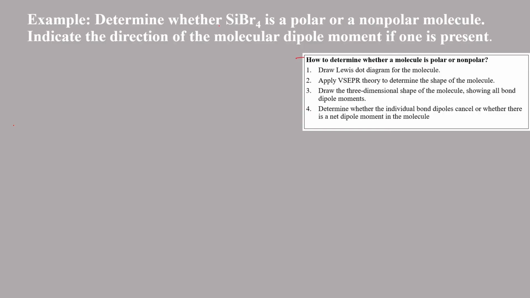Here we have to determine whether SiBr4 is a polar or non-polar molecule, and we have to indicate the direction of the molecular dipole moment if one is present. You guys can pause this video, draw the Lewis dot diagram for this molecule on your own, apply VSEPR theory to determine the shape of the molecule, and draw a three-dimensional shape showing all the bond dipole moments with the help of the electronegativity table, and determine whether the individual bond dipole moments cancel or whether they give you a net dipole moment. So do all these steps on your own and then play the video to check your answer.